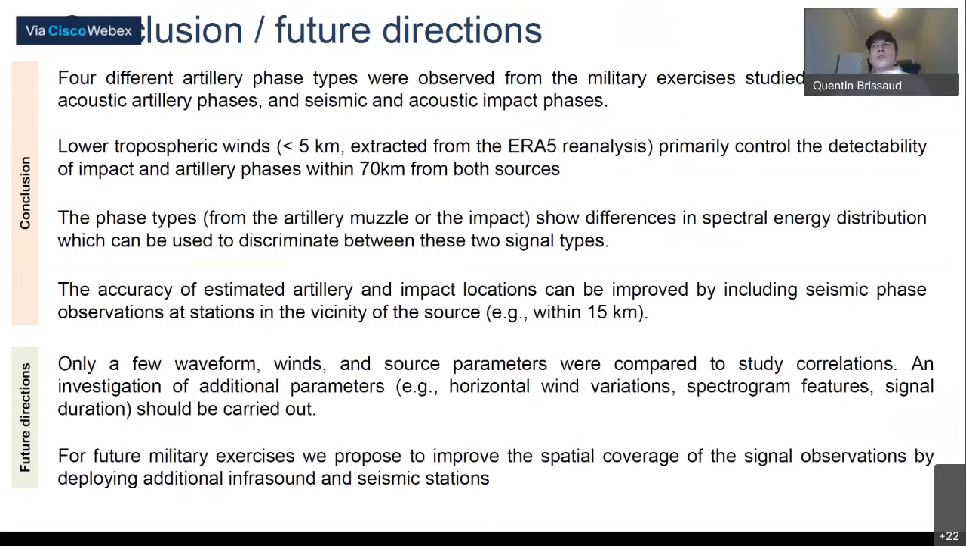You can find all the conclusions in detail, but we provide some basic correlations with the signal patterns, especially in terms of dominant frequency and effective velocity in the troposphere. The tropospheric jet starting at 1 kilometer altitude seems to primarily control the detectability of the infrasound. And interestingly, we find no correlation with muzzle velocity, so the blast at the source, but we find interesting correlations between the phase type and the characteristics of the infrasound.